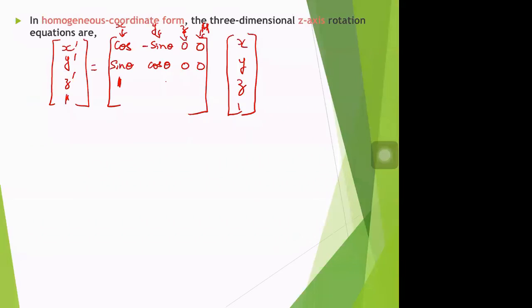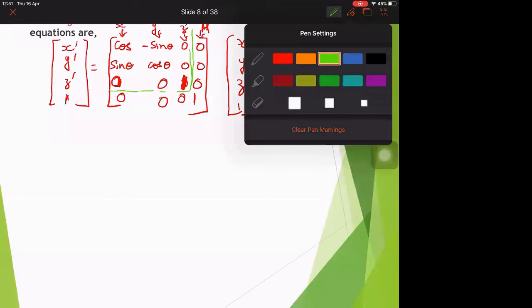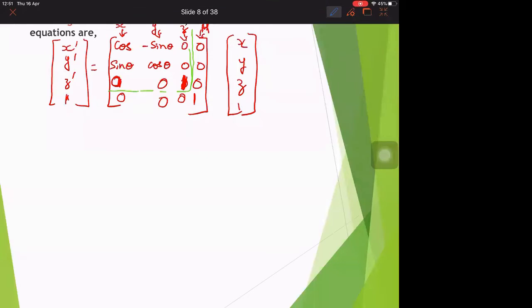0, 0, 0, 0. Sorry, is this 1? No, this is not 1. If I make this 1, then x will become x. Where should I make 1? This is 1, I should get z. 0, 0. This is my homogeneous coordinate system. Now you can see this. Actually, this part is my two-dimensional part.